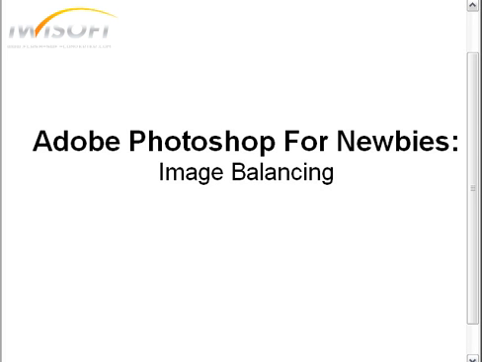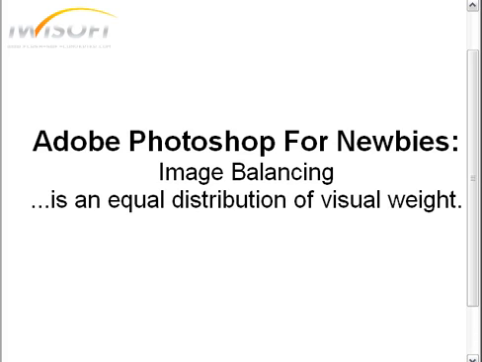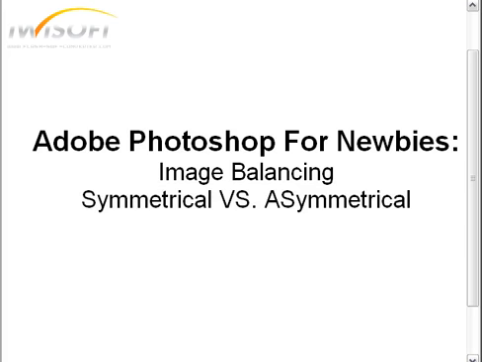Now, it's not very hard to follow. In fact, it's very easy, and I'll show you two different types of balancing, symmetrical and asymmetrical. So graphic balance is basically an equal distribution of visual weight. For example, a lot of designers will use things like contrast, thickness, lightness, darkness, size, and different items such as that to balance the weight of the graphic. That's where we move on to two different types of balancing, symmetrical and asymmetrical balancing.